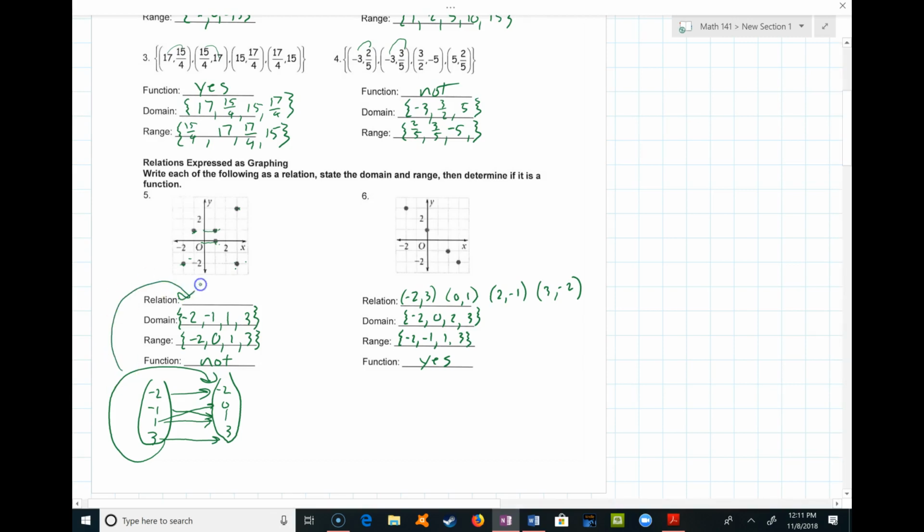So I'm answering this question right here. You could just give ordered pairs. That would be another way to show it, like I did over here. So notice I just listed all the ordered pairs. So that tells me that -2 goes to 3, 0 goes to 1, etc. And then I list the domain and the range, and it is a function. Okay?